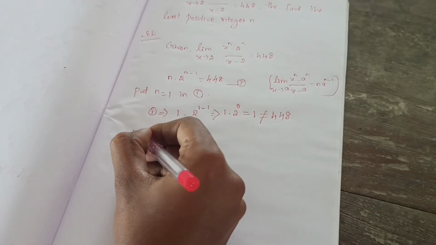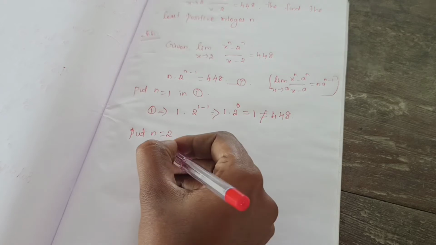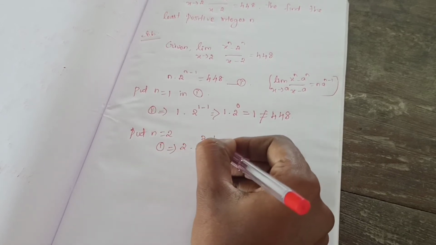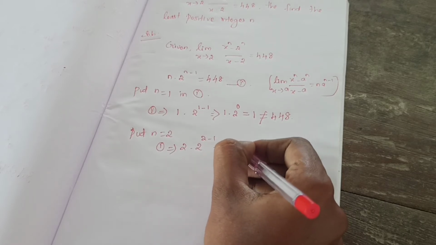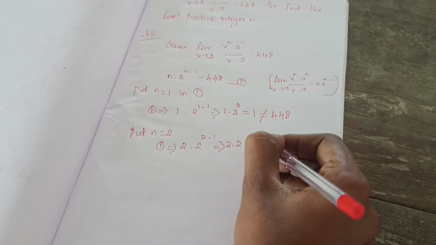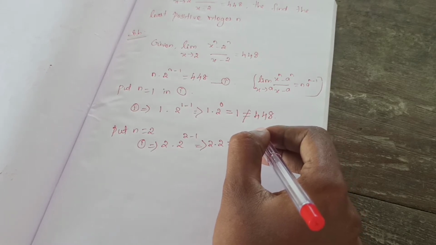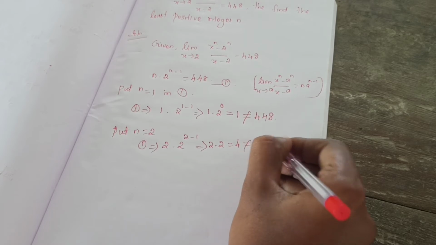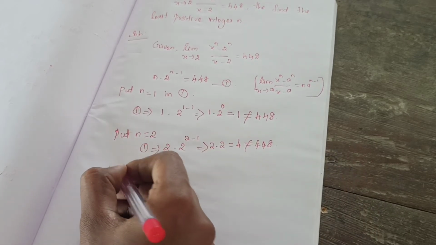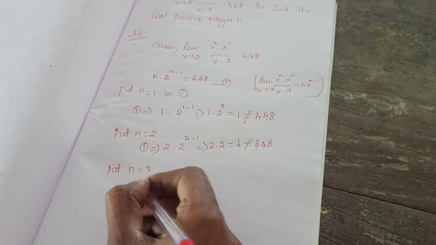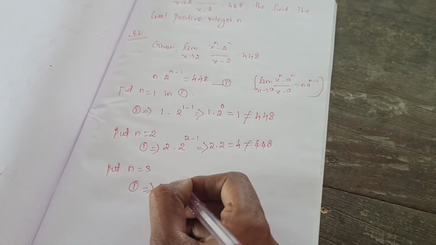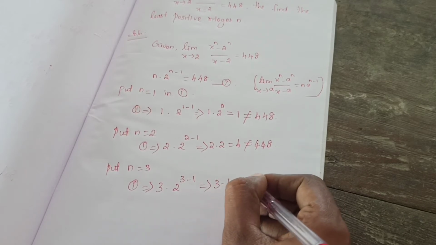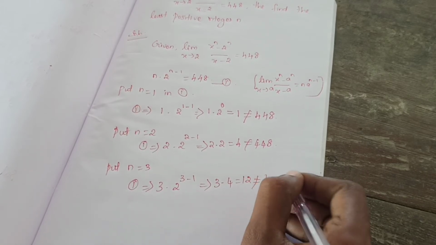Then next, n equal to 2. What will happen? 2 into 2 power 2 minus 1, which implies 2 into 2, that's equal to 4. That is not equal to 448. Then next, put n equal to 3: 3 into 2 power 3 minus 1, which implies 3 into 4 equal to 12. That's also not equal to 448.